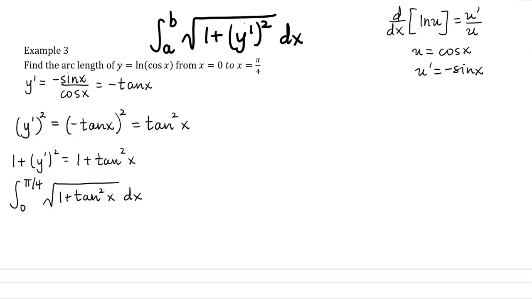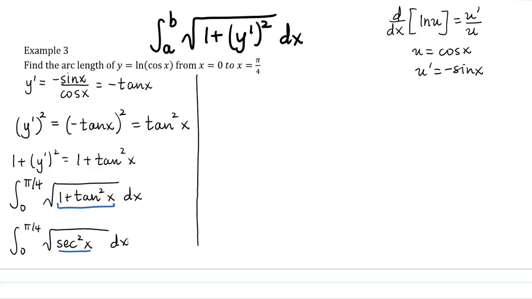Now, how do we integrate this? We have to use a Pythagorean identity to simplify it some more. 1 plus tangent squared is equal to secant squared. All of that right there is equal to this, which is very convenient because now it makes it very easy for us to take the square root of that. The square root of secant squared is simply secant.